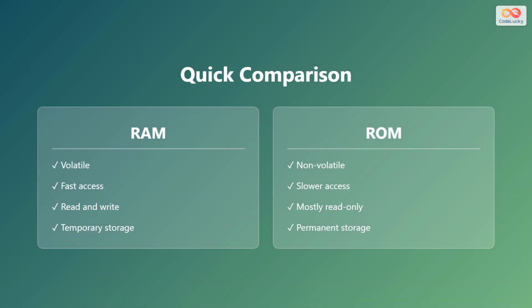Let's compare RAM and ROM side by side. RAM is volatile, offers fast access, supports both reading and writing, and provides temporary storage. ROM, in contrast, is non-volatile, has slower access speeds, is mostly read-only, and provides permanent storage. Understanding these differences helps you appreciate how your computer manages both active tasks and long-term data storage.